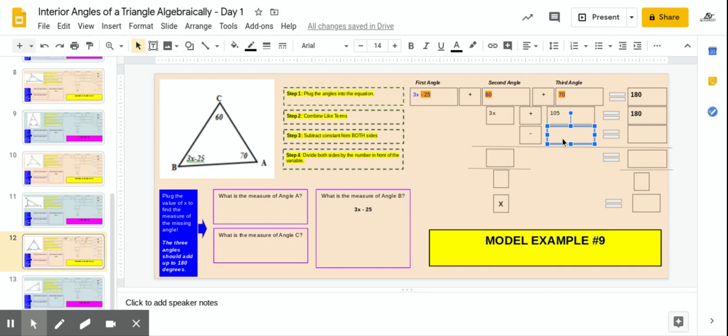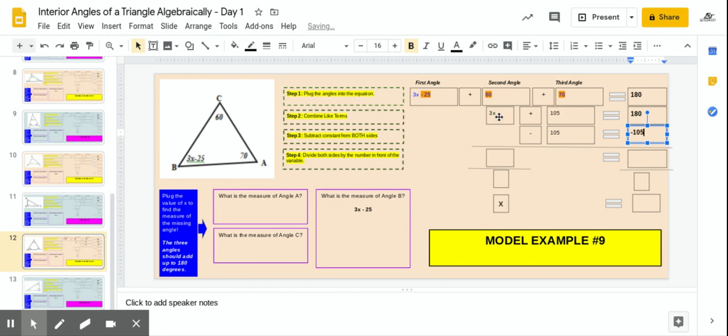My next step is to subtract my constant on both sides. Again, I'm subtracting because subtraction is the inverse operation of addition. So I subtract 105 on both sides. I bring down this 3x. The 105s cancel each other out. And 180 minus 105 is 75. Okay, and my last step is to simply divide both sides by the coefficient, or the number in front of the variable, which in this case is 3. So I'm dividing both sides of my equation by 3. 3x divided by 3 is x, and 75 divided by 3 is 25. So we get x is equal to 25.